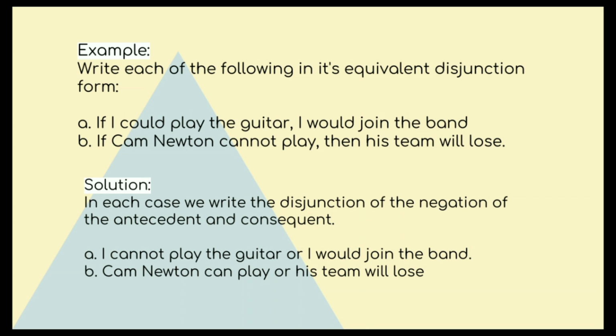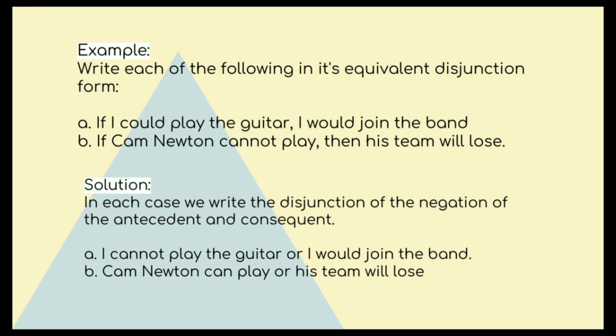So the antecedent for letter A is if I could play the guitar. So for the solution, we have to negate it to be able to write the equivalent disjunction form for this conditional statement. So we have to change I could into I cannot. That's why the solution is I cannot play the guitar.